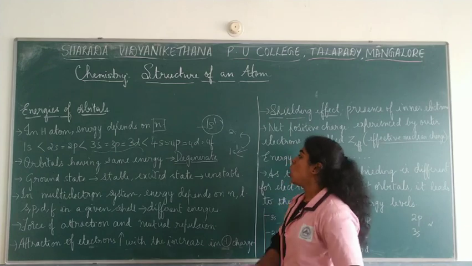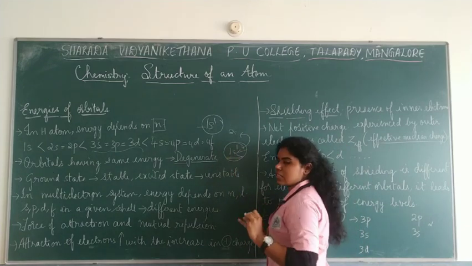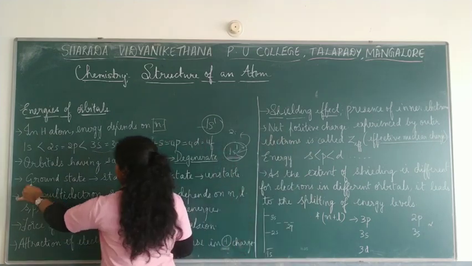The electron which is present in its most stable state, or its own state, is called the ground state.